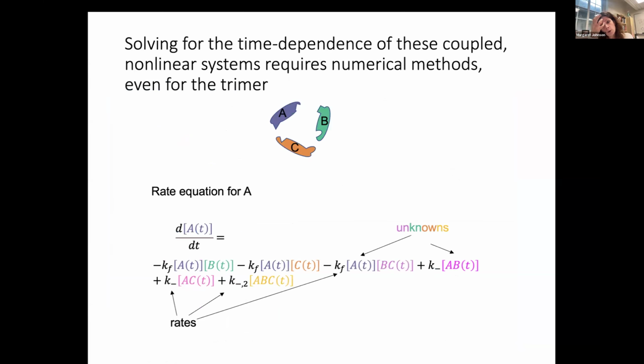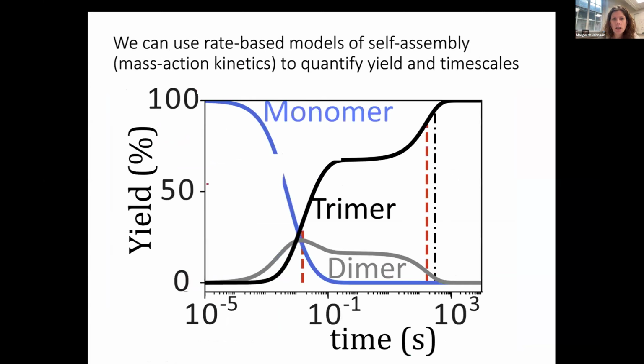Okay, and so again, we're using numerical methods. Even for the trimer, if you write down these differential equations, they're coupled and they're nonlinear. So, right, you have to solve them using a computer. And so we're using these rate-based models, and we're quantifying yield and time scales. So this is just a quick example illustrating a monomer that assembles as a function of time into dimers, and then they assemble the dimers into the trimers.